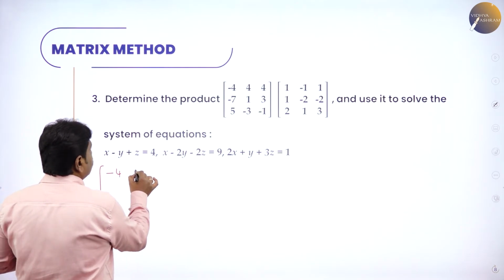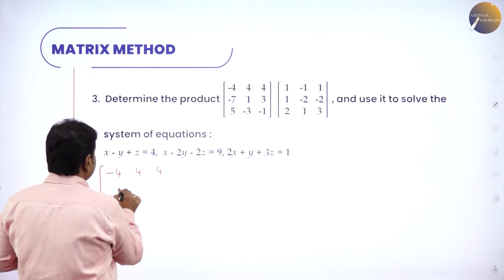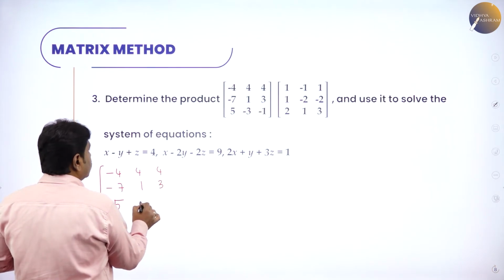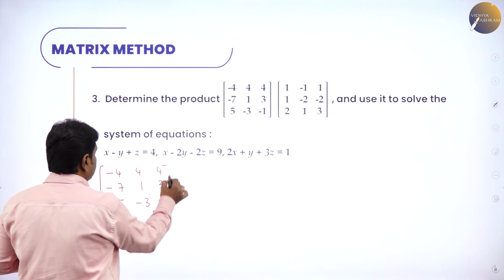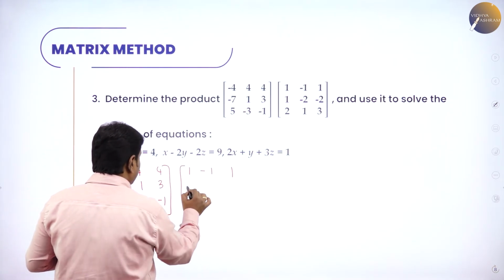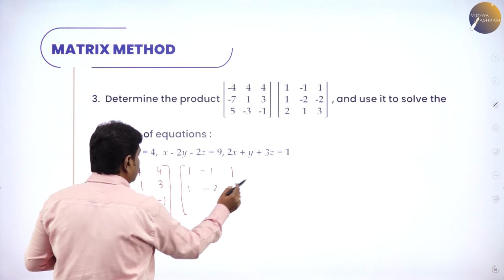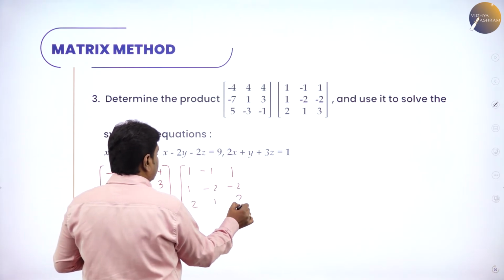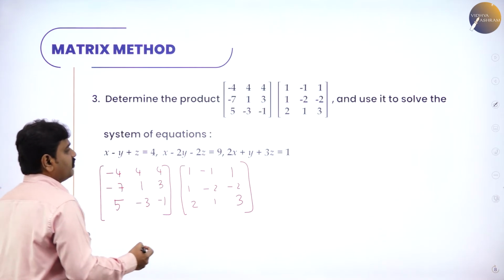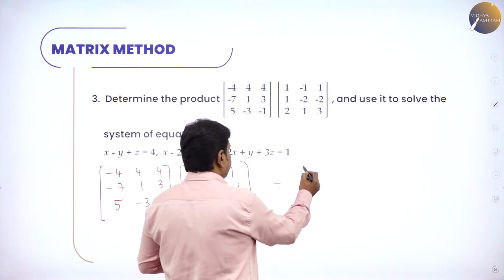Minus 4, 4, 4; minus 7, 1, 3; 5, minus 3, minus 1, into 1, minus 1, 1; 1, minus 2, minus 2; 2, 1, 3. I'll find the product. As they told, we need to find the product, and we'll see what happens.